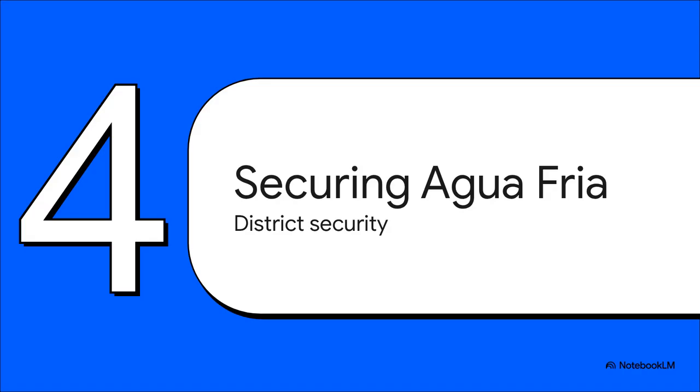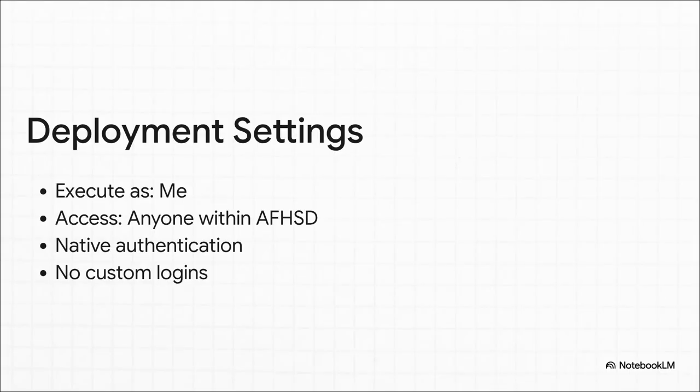Which brings us to Section 4, securing the Agua Fria district. Now, what's really interesting about this slide is how these deployment settings are absolutely essential for district tools. First off, you set the app to execute as me, which means it runs using your builder permissions. Second, and this is the critical part, you limit access exclusively to anyone within the Agua Fria district. Why is that so crucial?